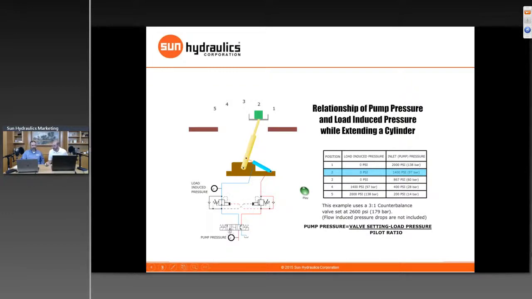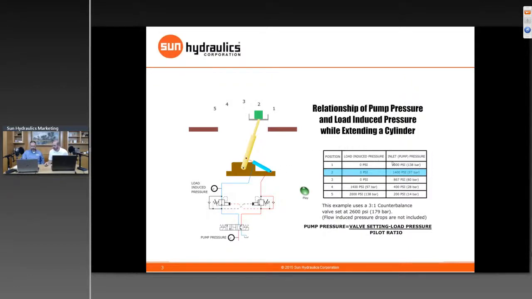So in this setup, once we switch the directional valve, we'll begin to apply pressure to the blind side of the cylinder. That will go across the check valve on the counterbalance valve on the blind side at very low pressure, so we don't lose much energy there, and build up pressure until we start to move the arm.